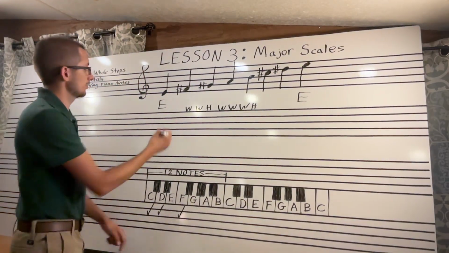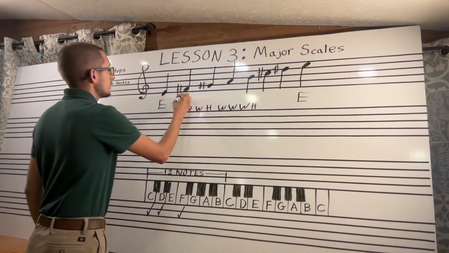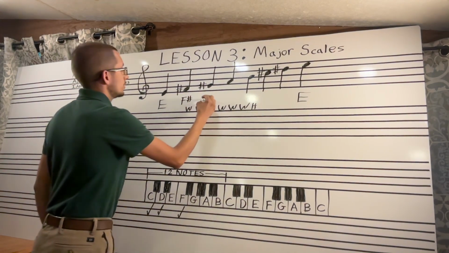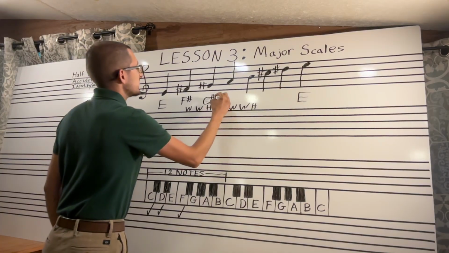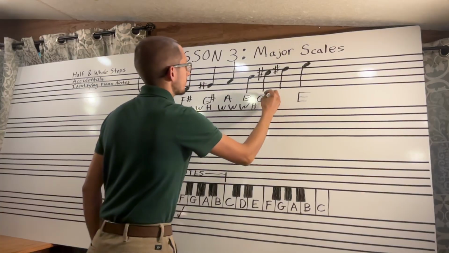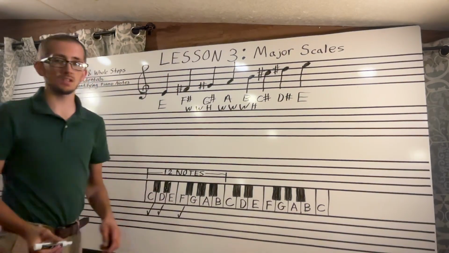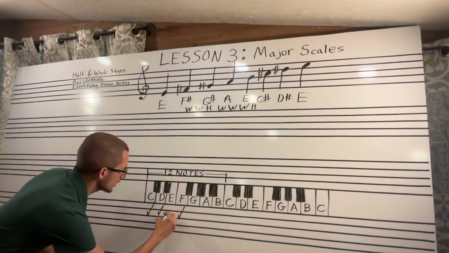D sharp to E. Half step. So this E major scale has the notes E, F sharp, G sharp, A, B, C sharp, D sharp, and E. So that is our E major scale taken care of.